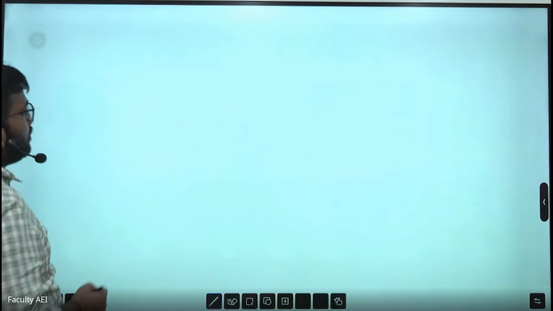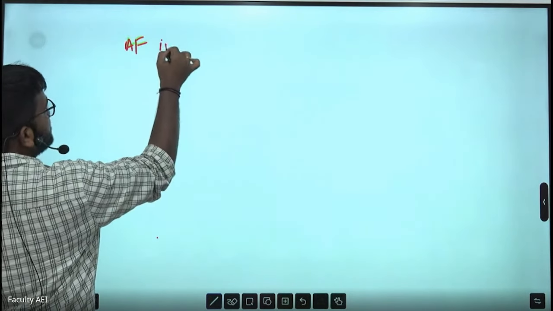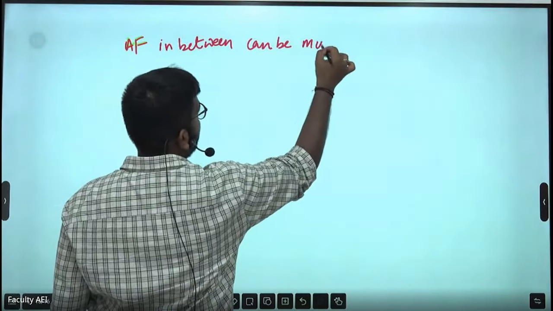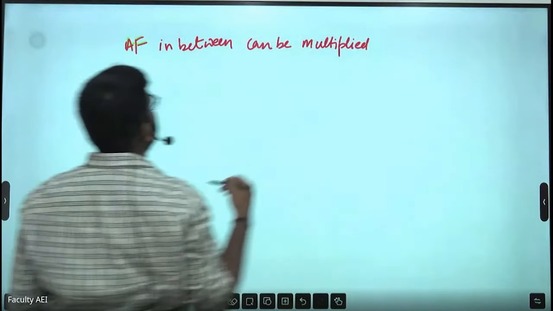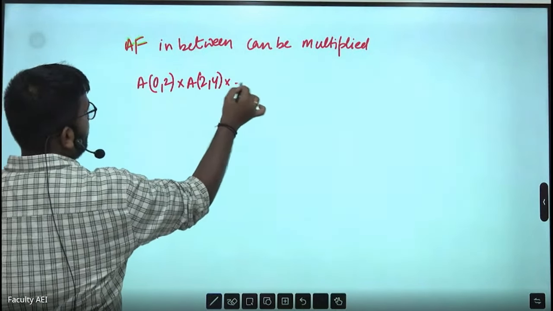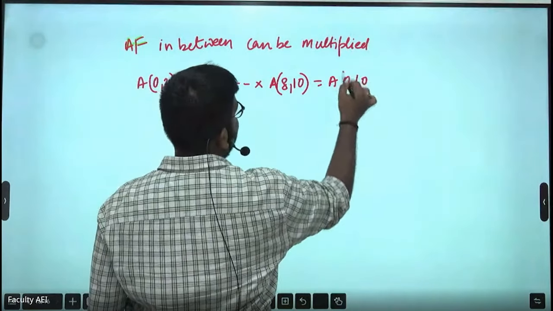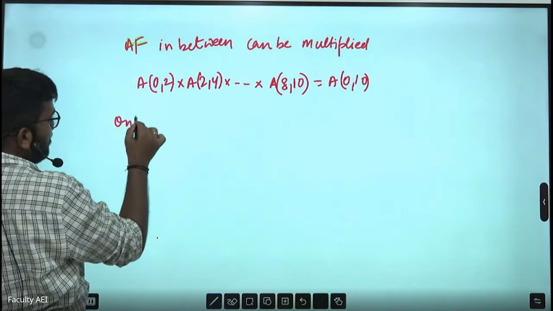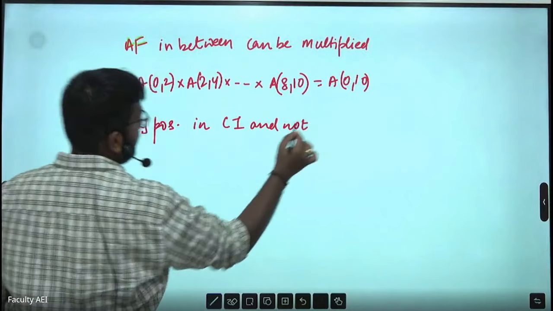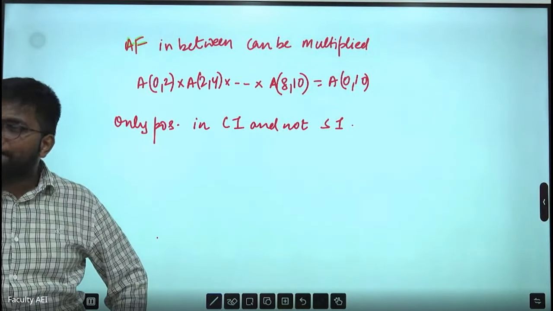So, accumulation factors in between can be multiplied. So, A 0 to 2 into A 2 to 4 into dot dot dot into A 8 to 10, excellent, is equal to what? A 0 to 10. But this is only possible, excellent, in compound interest and not simple interest. Is it clear? Yes, no?